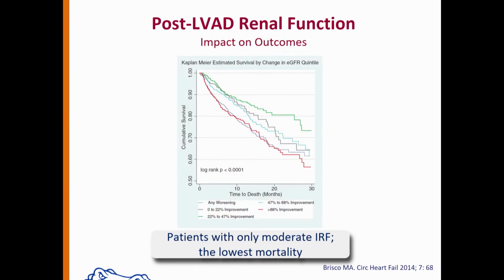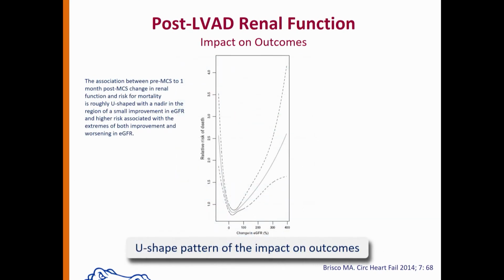So what they showed, this is the Yale group, UPenn, and they went to Yale. So what they showed is that if you have major improvement in renal function, your outcomes are actually worse. And this is shown in this U-shaped curve. Any change in serum creatinine is bad, whether it is improvement or worsening.